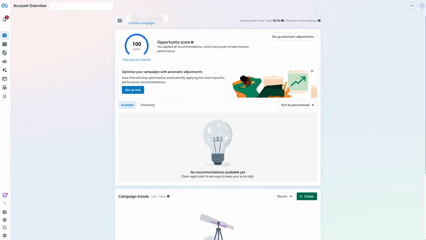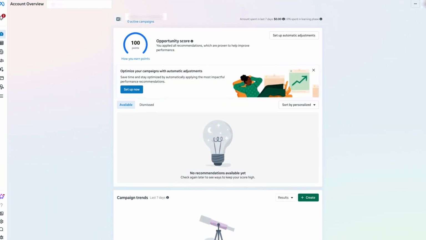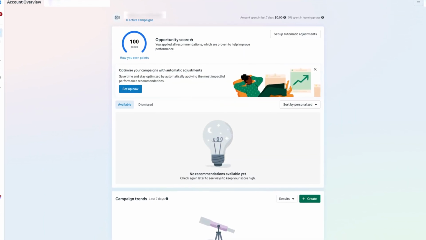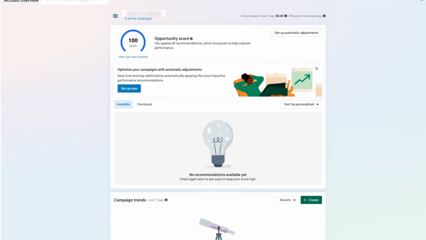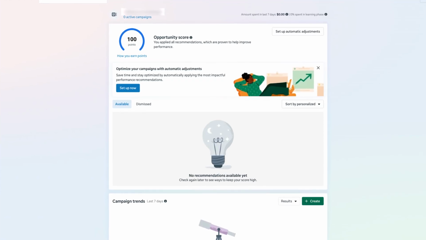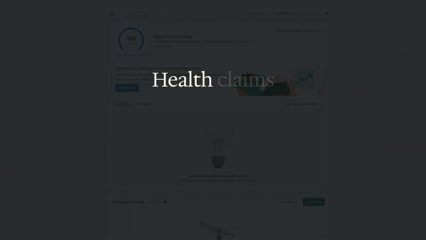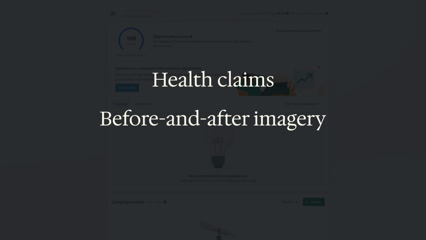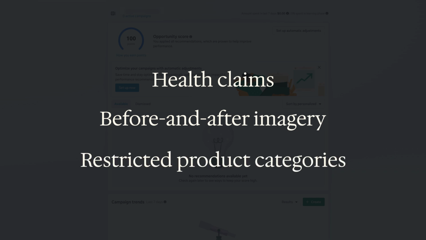And third is policy violations. Check your account quality dashboard. Meta's automated moderation has gotten more aggressive in 2026, and ads get rejected without a clear explanation more often than they used to. Common triggers right now are health claims, before and after imagery, and anything in restricted product categories.